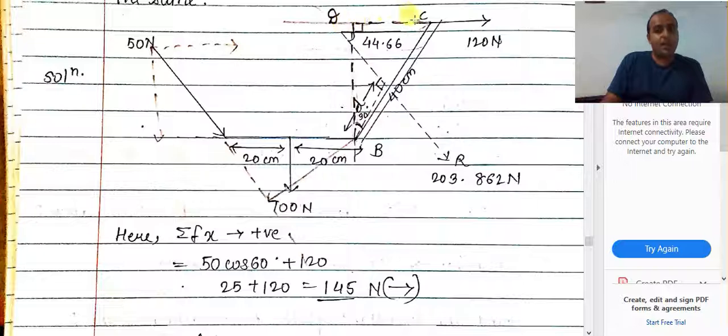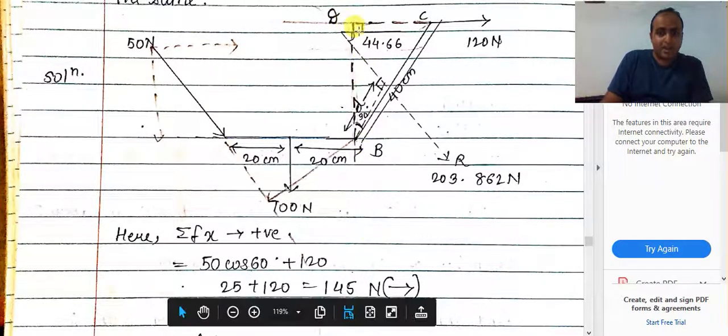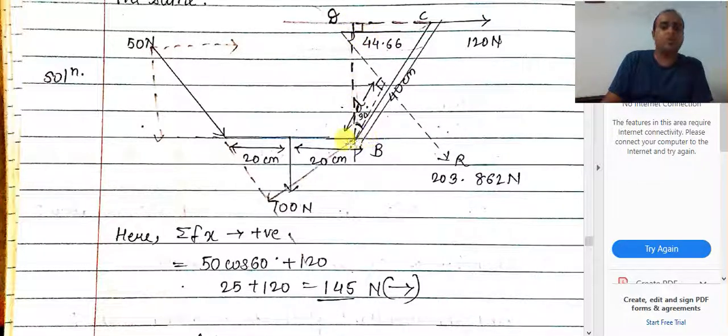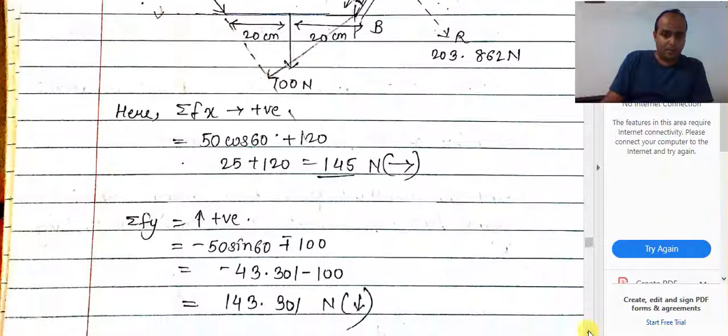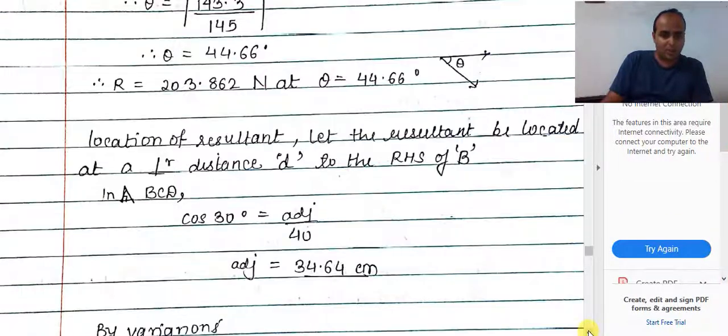I repeat it again, why is this a perpendicular distance? By the principle of transmissibility of force, this 120 Newton force can be transferred back to point D over here. Then, as you can see, from point B, it will be exactly perpendicular. So that is why this vertical distance BD will be the perpendicular distance. That is what we will be taking in the problem. Okay, so let us see the calculations now.